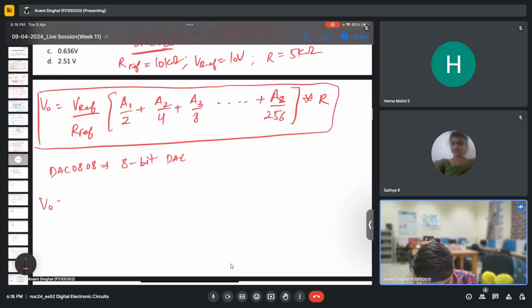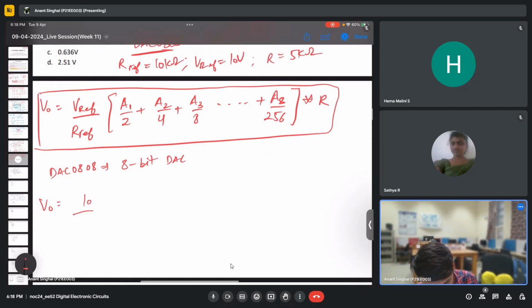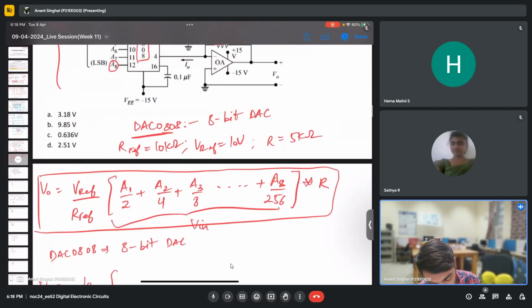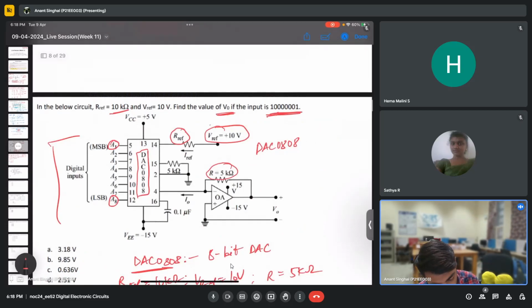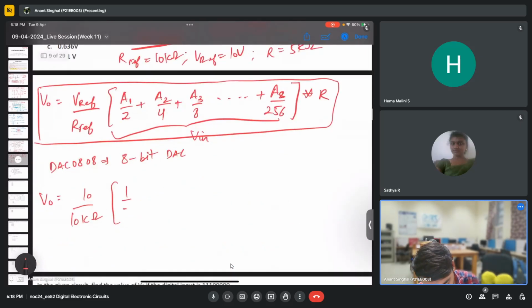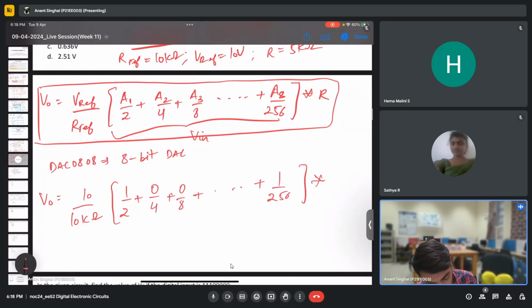Now to calculate V naught, we have V reference, which is 10 volts, and R reference, which is 10 kilo ohms. Then we have these bits, which are the input. The input given in the question is 1 for the first bit, 1 for the last bit, and all the others are 0. So I can write 1 by 2 plus 0 by 4 plus 0 by 8, and so on. All of them will be 0, and the last bit will be 1 by 256, times R, which is 5 kilo ohms.